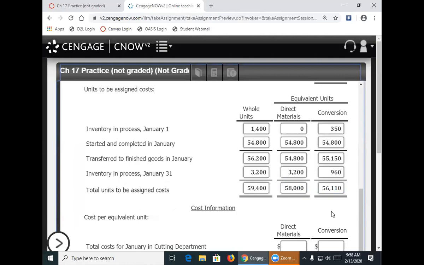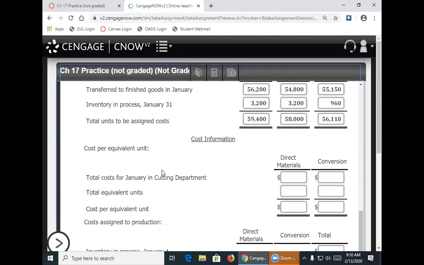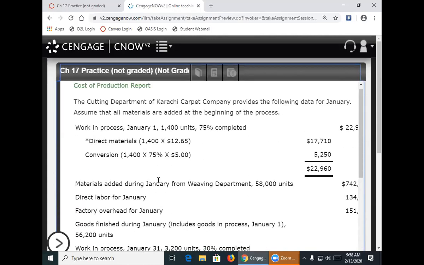Okay. So step 2 is calculating our equivalent units. That's the trickiest part. That's kind of the bulk of this chapter, remembering how to calculate equivalent units. The rest is just the tedious part. Step 3, you're calculating a cost per equivalent unit. So we just have to know, well, what was our total materials cost for January? Well, I look up here.